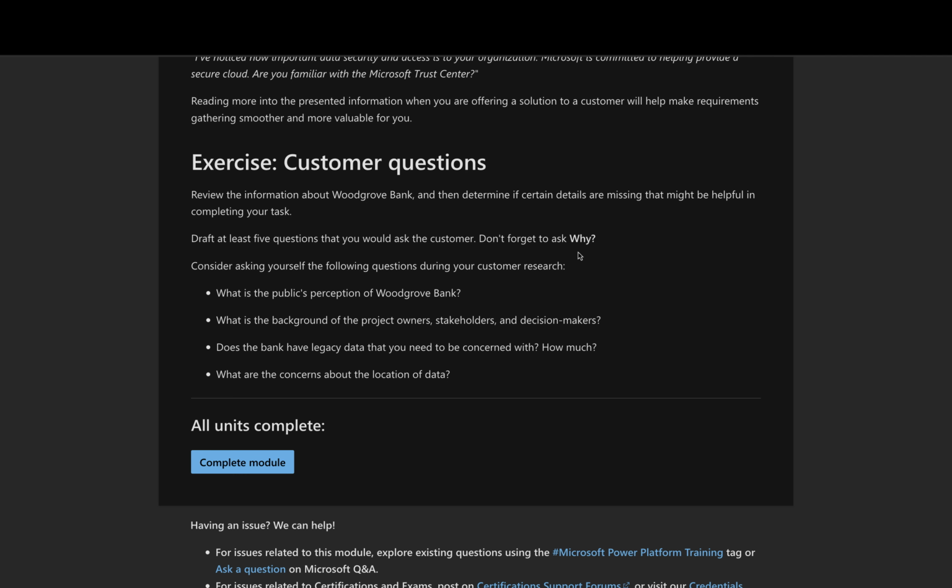Consider asking yourself the following questions during your customer research. What is the public's perception of Woodgrove Bank? What is the background of the project owners, stakeholders, and decision makers? Does the bank have legacy data that you need to be concerned with, and how much? What are the concerns about the location of data?